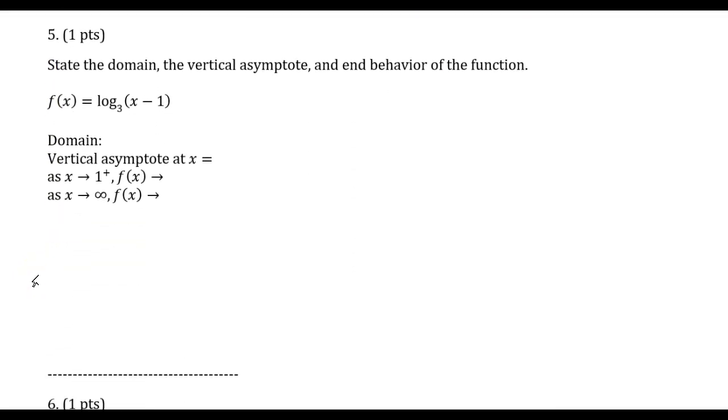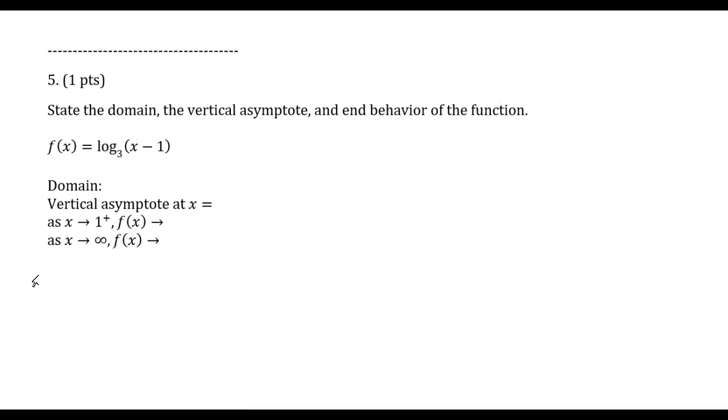State the domain, the vertical asymptote, and the end behavior of the function. End behavior is what the function does as it goes to the right. Does it go up forever towards positive infinity, down forever towards negative infinity, or does it approach some value as a horizontal asymptote? Natural log and logarithm functions do not approach horizontal asymptotes. As it goes to the right, it will either approach infinity or negative infinity. That will be our end behavior.